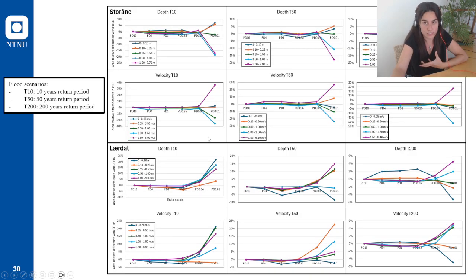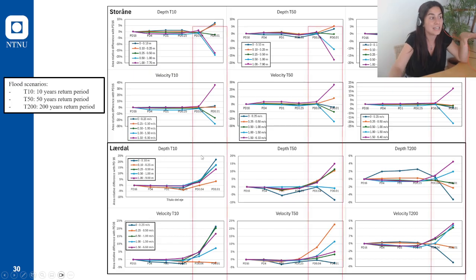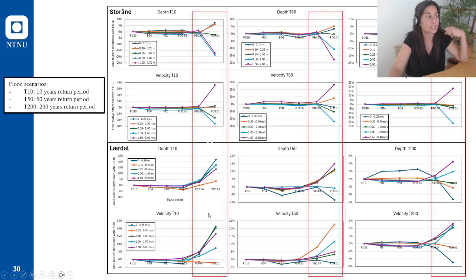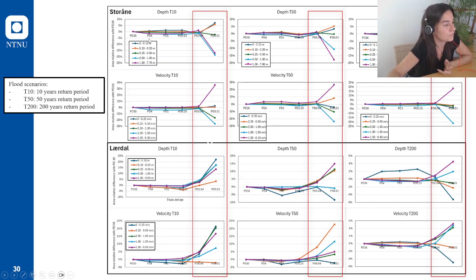We also did this study for depth and velocity. So we see here depth and velocity for Estorane and depth and velocity for Lardal. This is for the flood scenarios. And what we see is that the biggest dispersion we got for the cases of PD 0.04 and 0.01. For the rest, PD 16, 4, 1, and 0.25, errors are even sometimes less than 5%. So we don't see great changes between 16 and 0.25.